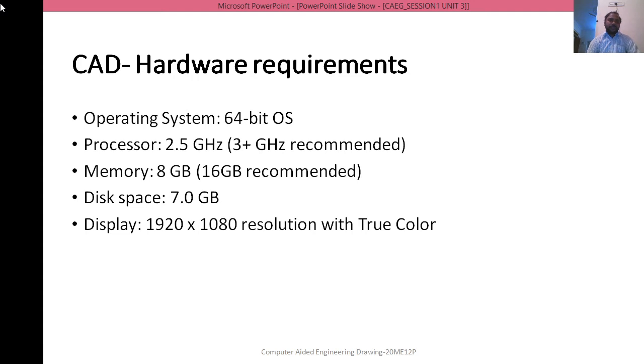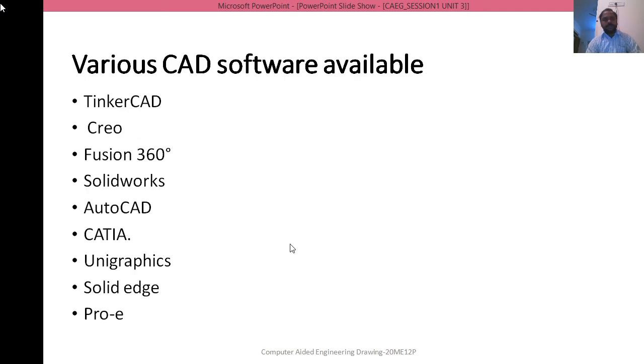CAD hardware requirement. Here the operating system required for installing CAD is a 64-bit operating system, processor 2.5 gigahertz, memory required to install the CAD software is 8 GB, disk space in the computer is 7 GB, and display shows 1920 by 1080 resolution with true color.